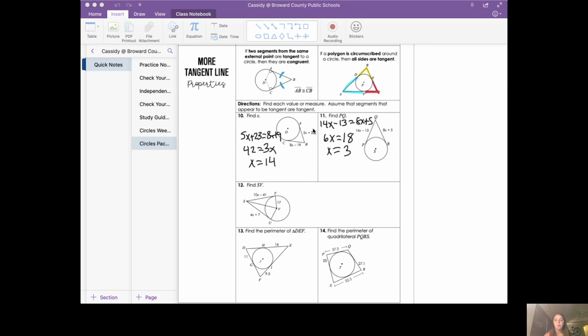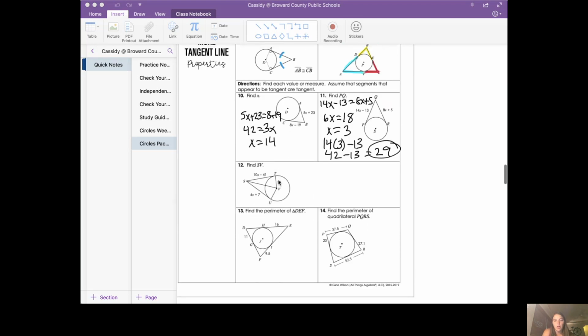But it asks for PQ, so we're going to plug it in. 14 times 3 is 42. And 42 minus 13 is going to give me 29. Oh, hold on. 42 minus 13, yes, 29. That is your answer.